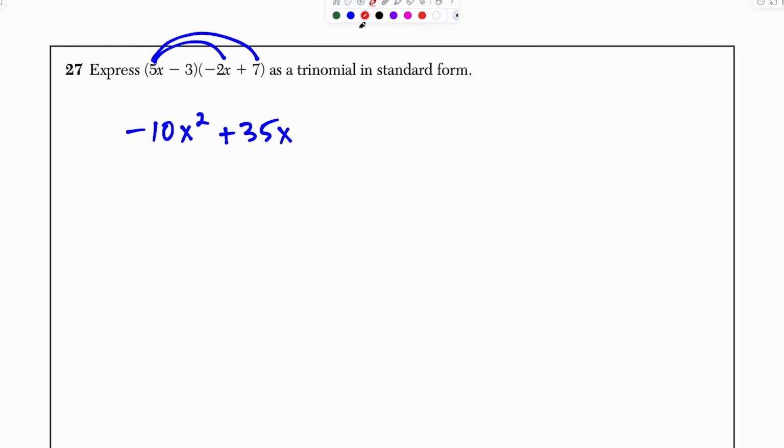And then next, I would distribute the negative 3. So we do negative 3 times negative 2x, and we have a negative times a negative, which goes positive.